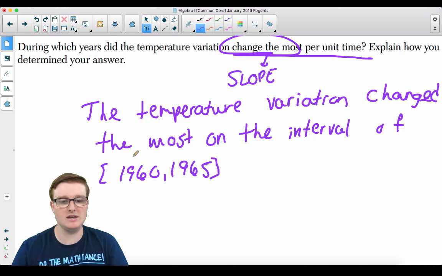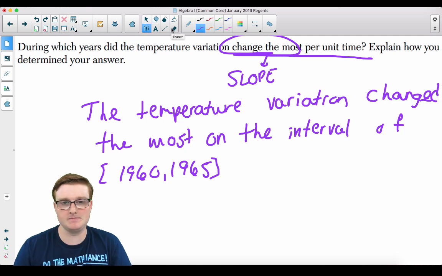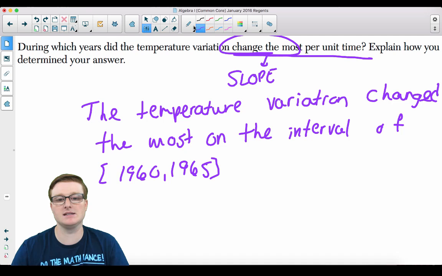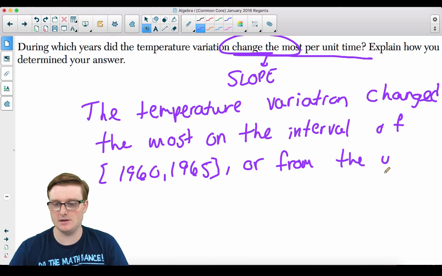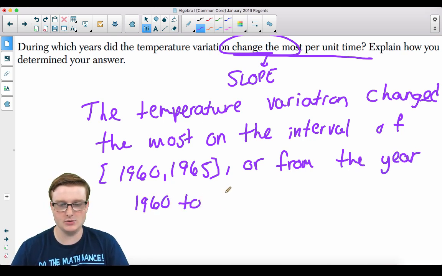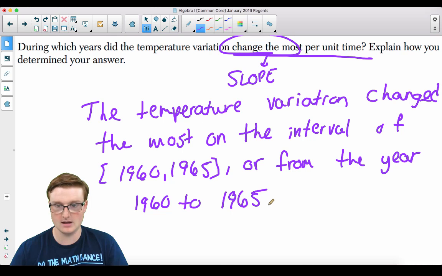You could write it with these square brackets, because those points are included. Or you could say from the year 1960 to 1965. So either one of these would be fine. It's just a way of expressing numbers. It doesn't really matter. All right.